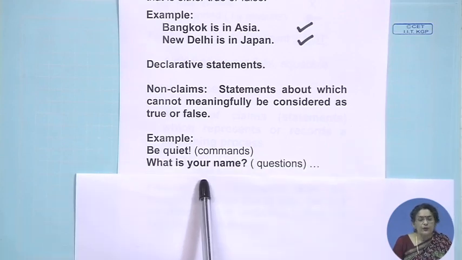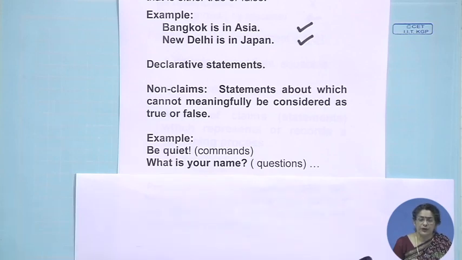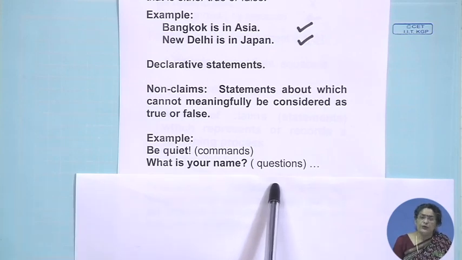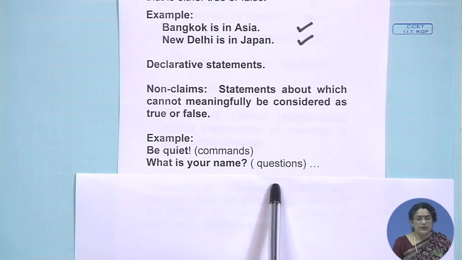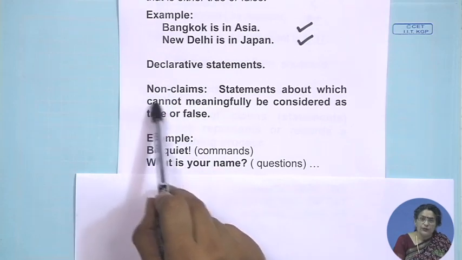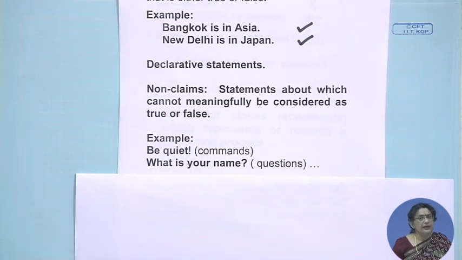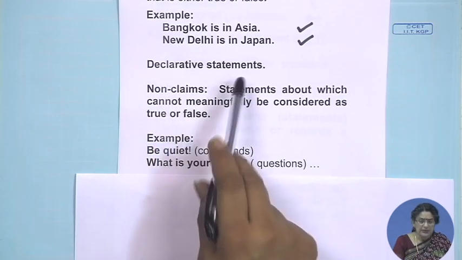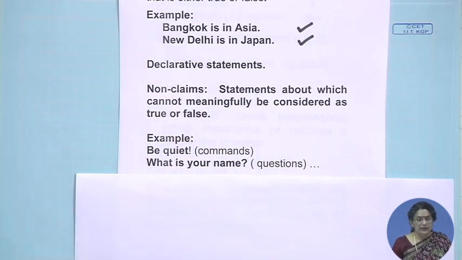Consider, for example, a question: what is your name? That in itself is not true or false. It is a question, which we call an interrogative type of statement. So, remember, these are statements, but they will not qualify as claims. Claims, as we said, are the declarative statements. They are stating something which can be assessed as true or false.